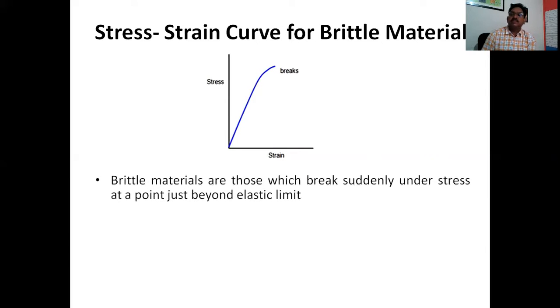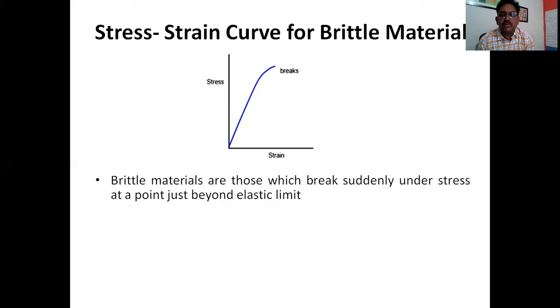What is a brittle material? Brittle materials will not elongate. That means when we apply load on them, with little deformation, which is not to be considered, or without any deformation, they will break. So if there is no elongation under a tensile load, or little compression under a compressive force, then the material is called a brittle material.